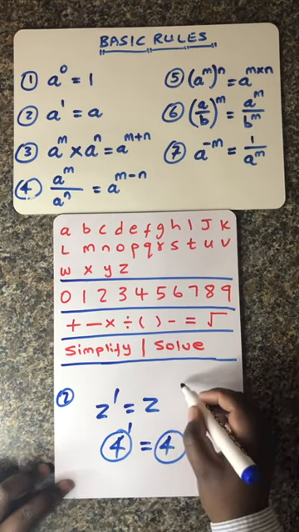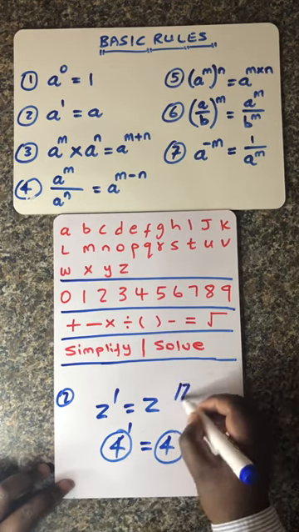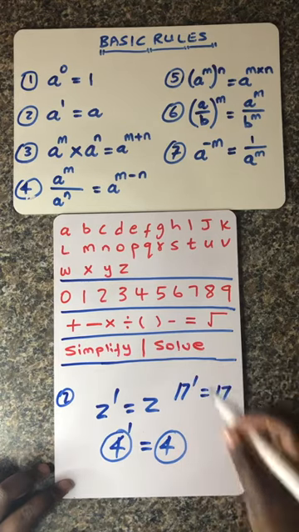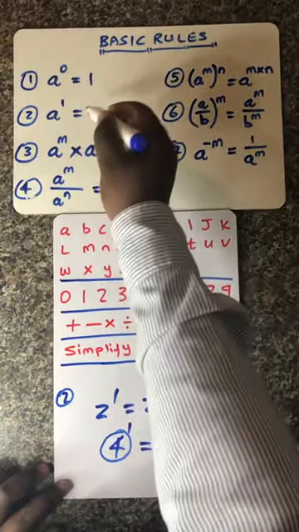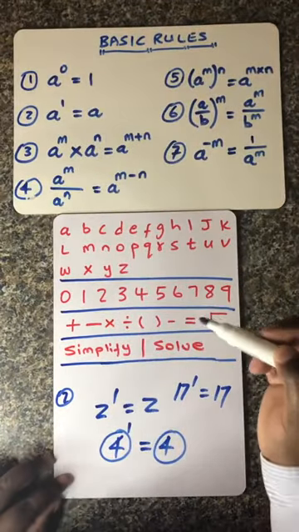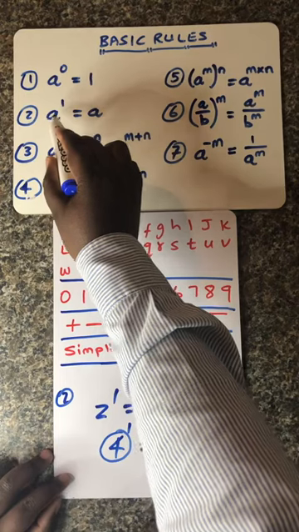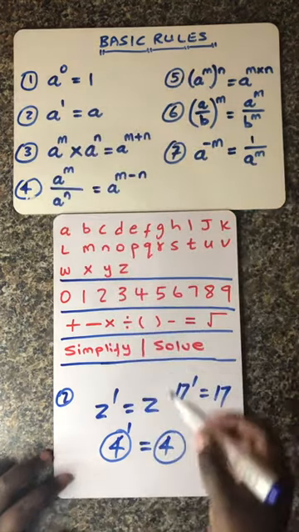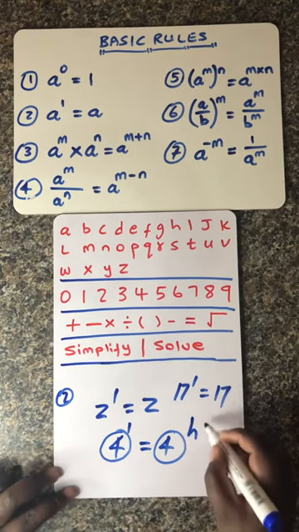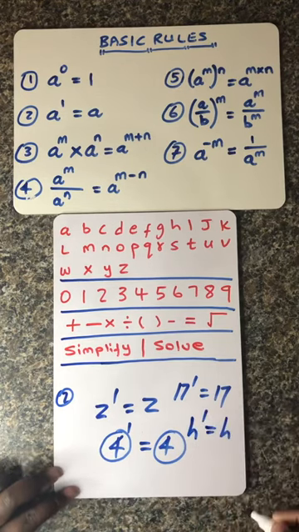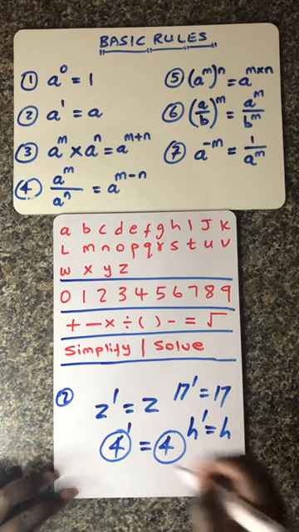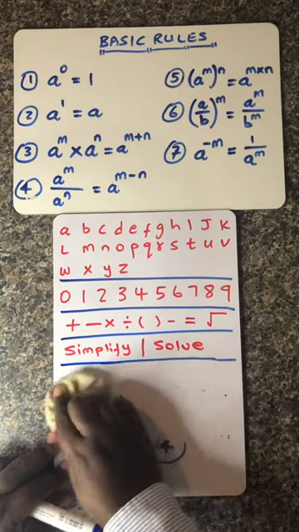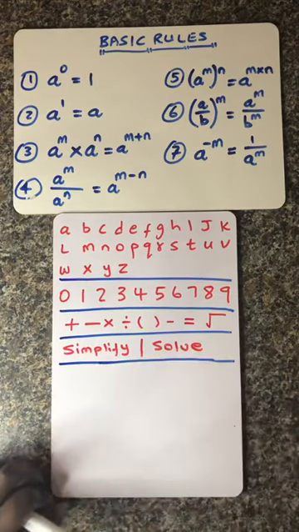Okay, so what it means, guys, is 17 to the exponent 1 is equal to 17. Can you see? A to the power 1 is equal to a. So in short, they are saying this letter to the power 1 will be equal to that same letter. So it could have been h to the power 1, it was going to be equal to h. So that's what rule number 2 means. Okay, so let's move to rule number 3.